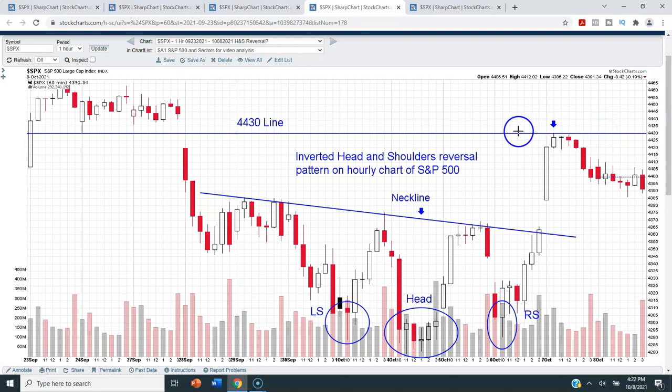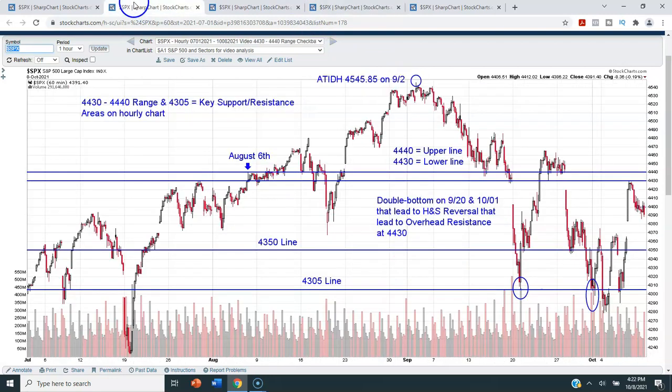We've got to watch this 4430 level. The good thing is, at least in the short term, we've put in a bottoming pattern on the S&P 500 that shot us right back up to that overhead resistance level of 4430. And again, we can see how long this has been in play. This 4430 level has been in play since the latter part of July. So a super important level. Now, if we can get back up above it next week, that'll be great. But for now, it is acting as overhead resistance.